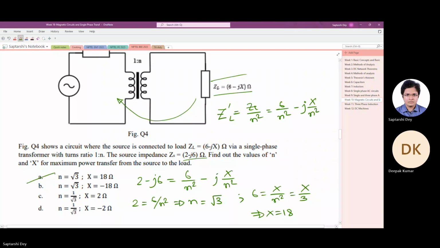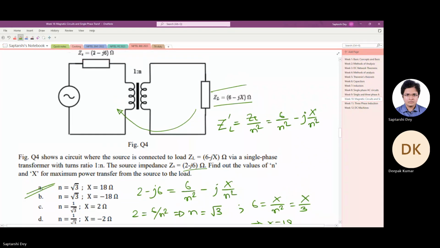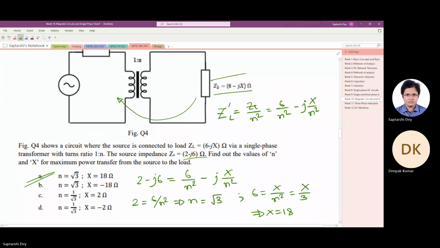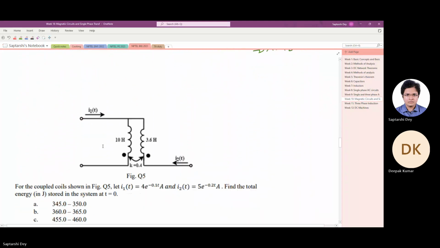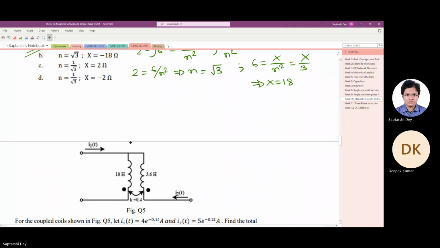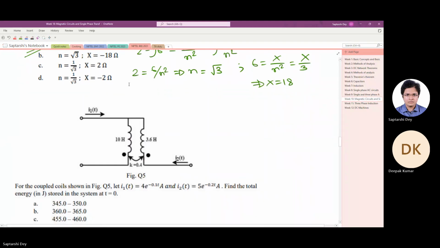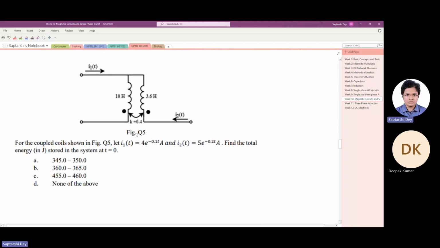Oh, very easy question. Okay, we'll go to the next question. Why is it not working? Oh, all right. This question is tricky. It looks difficult, but it's actually very easy. Just look into it.